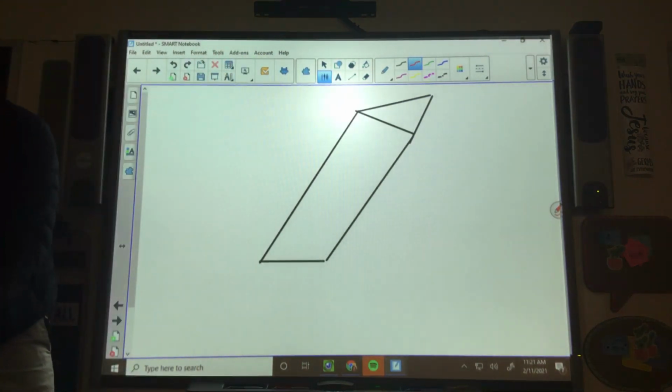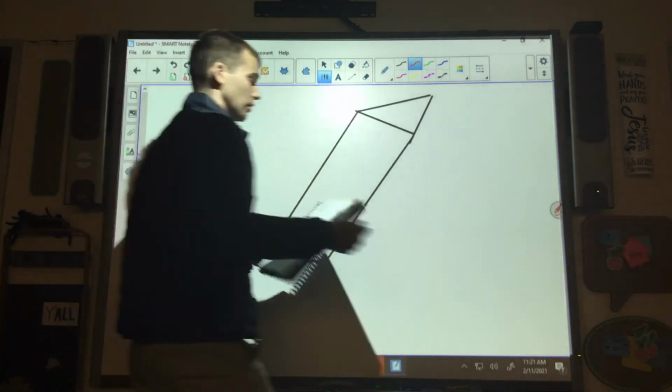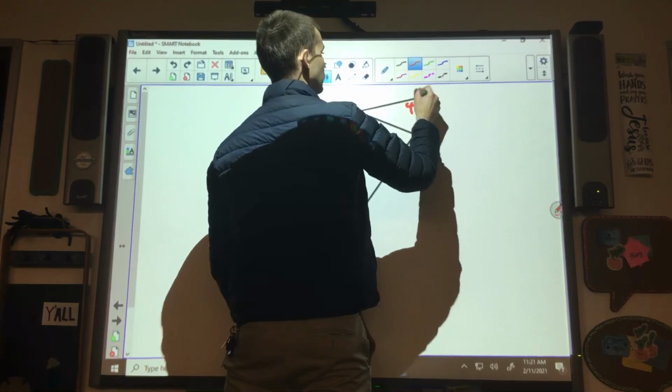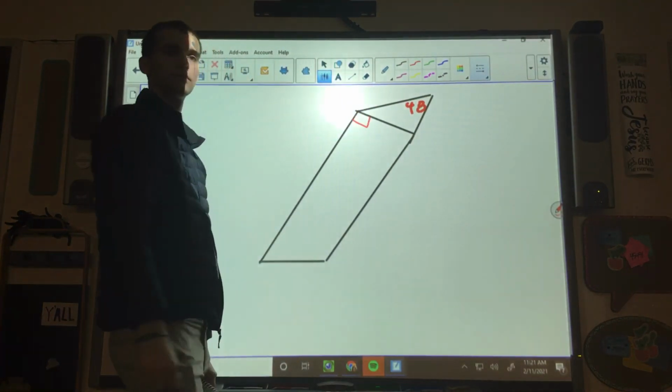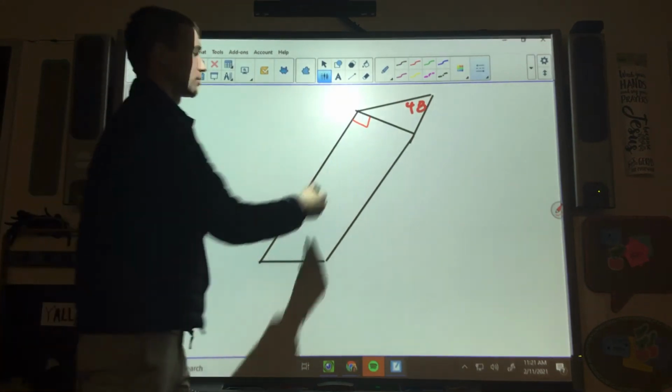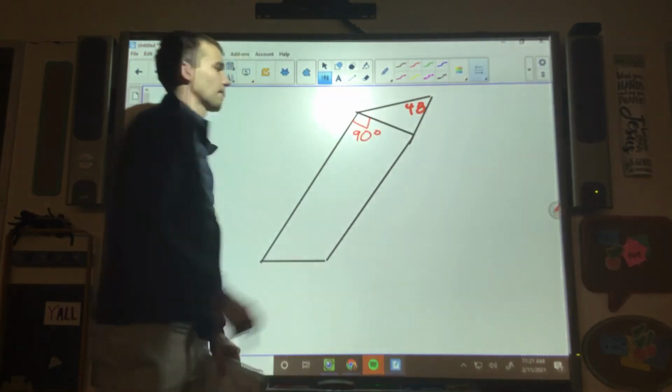So let's just figure out what we know. We know this is 48, and we know this is a right angle, which means it's how much? 90 degrees. 90-degree angle.